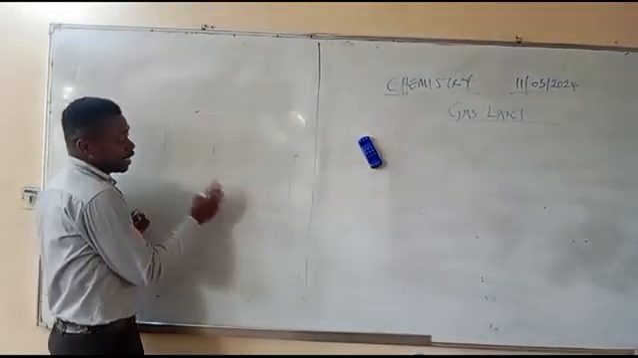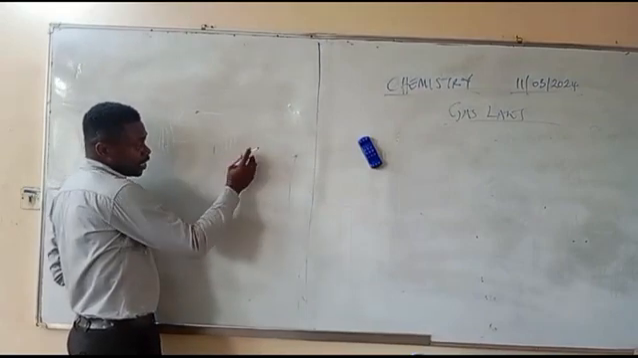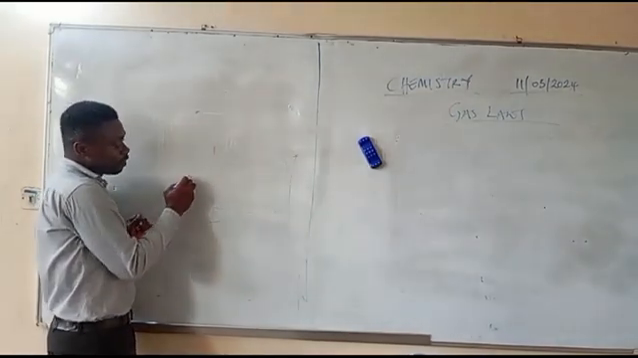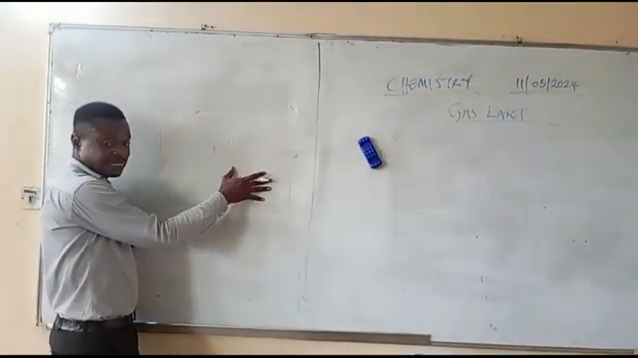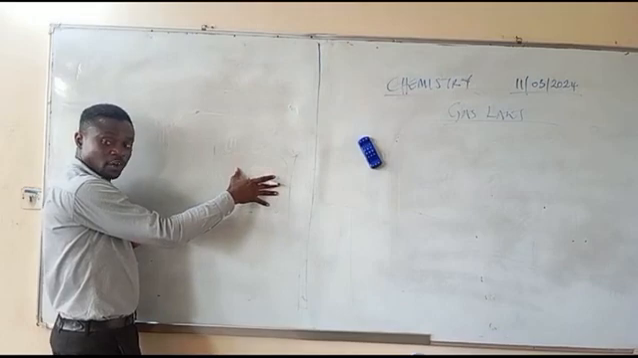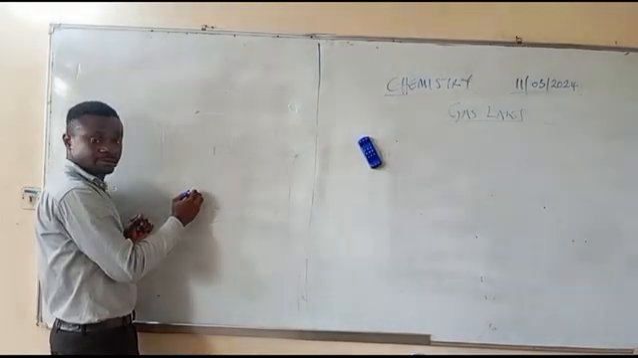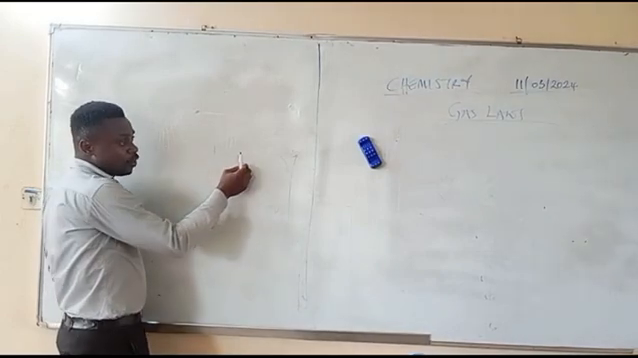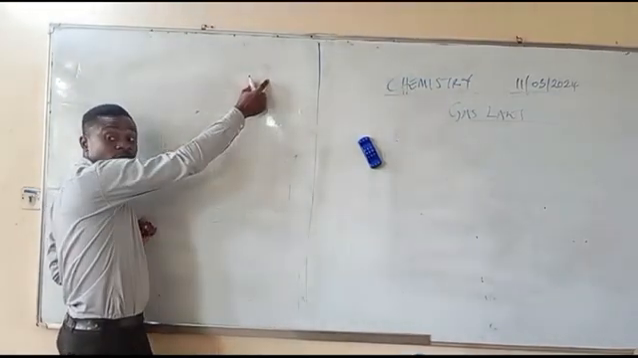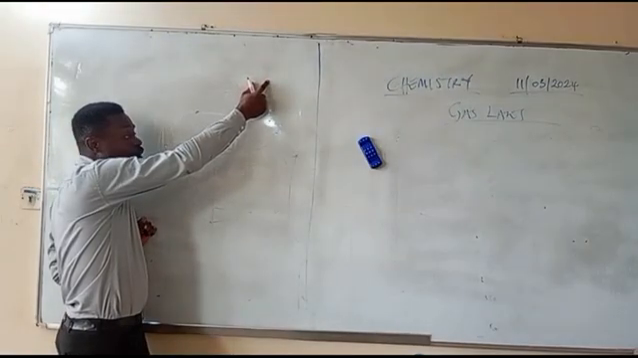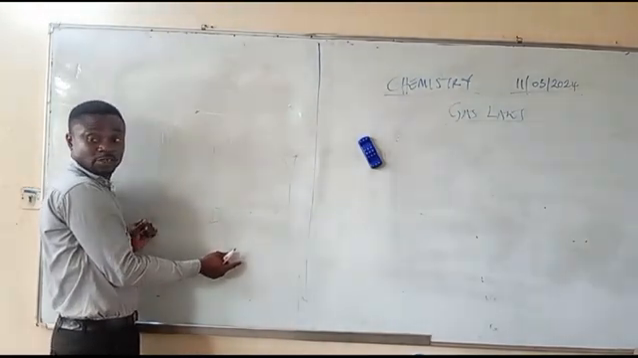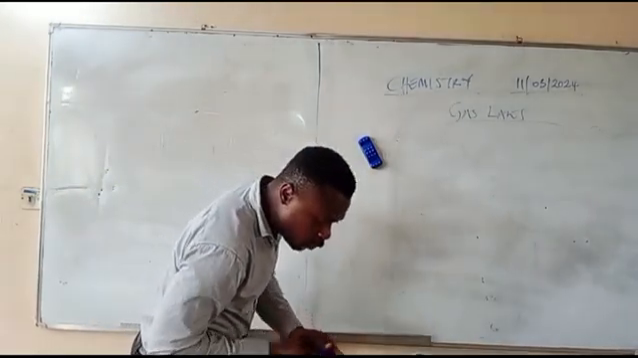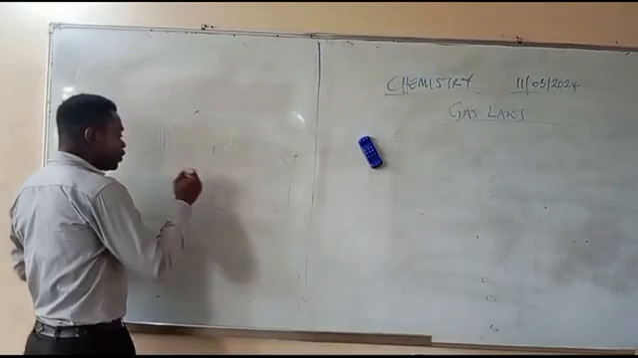As you can see here, let's assume that this is the first volume occupied by this gas. The first volume occupied by this gas is what? V1. If you want to get V2, you either move the piston up and you get V2, or you move it down and you get V2.